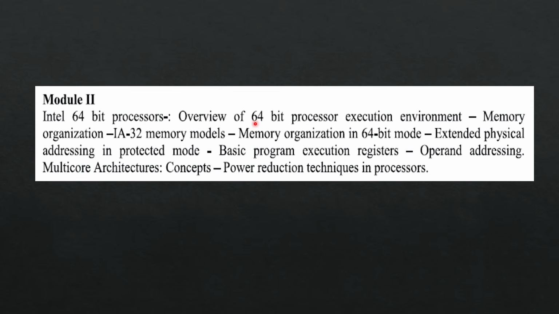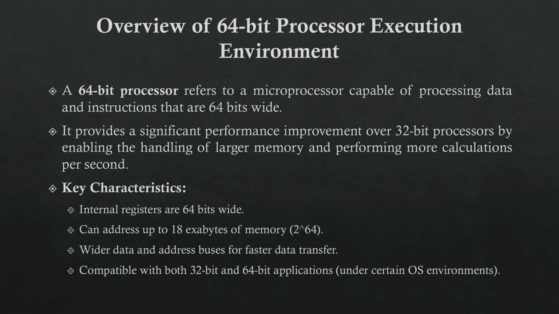So the first topic is that we need to understand the overview of 64-bit processor execution environment, its memory organization, IA32 memory models, memory organization in 64-bit mode, extended physical addressing in protected mode, basic program execution registers, what are the different types of operand addressing, multi-core architectures, what are they, different types, and the concepts and various power reduction techniques in processors.